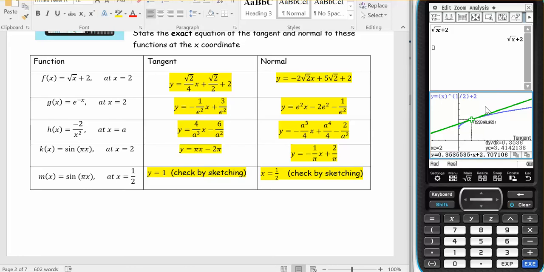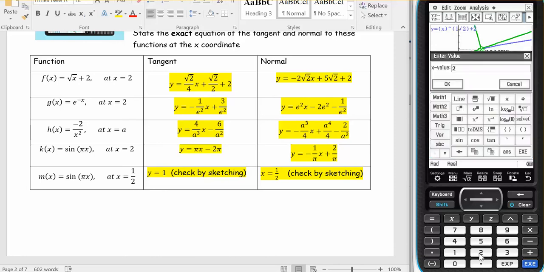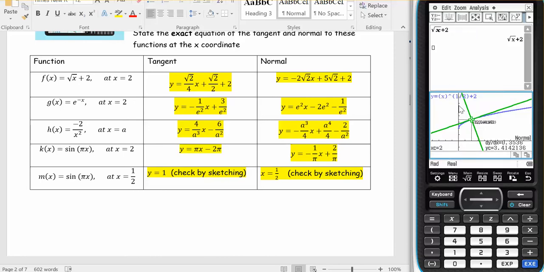And I could do the same thing. I go Analysis, Sketch, Normal, and it's asking where. I say at x equals 2, okay, it's drawn the normal for me, and when I press XC, it gives me the equation of the normal, and I can put that up here if I wish.